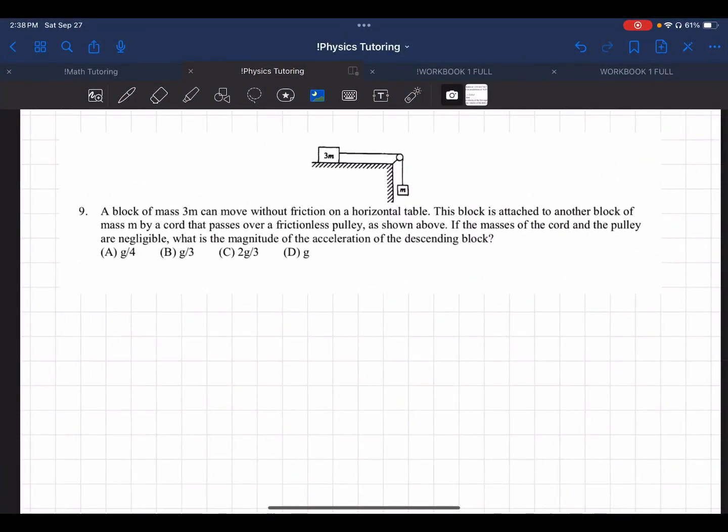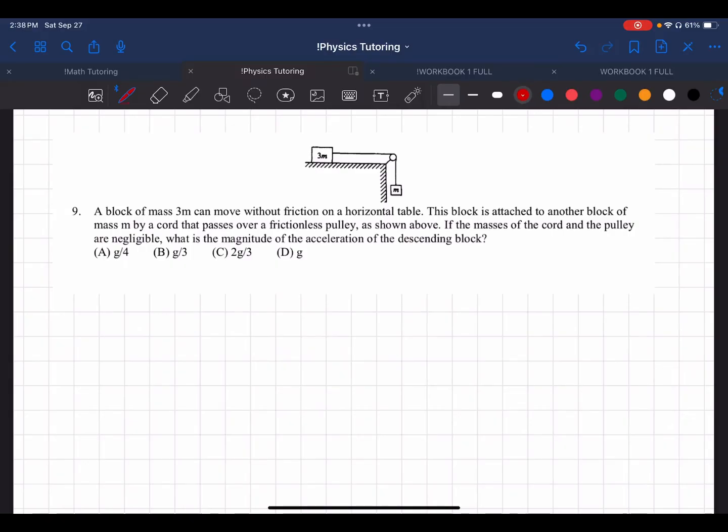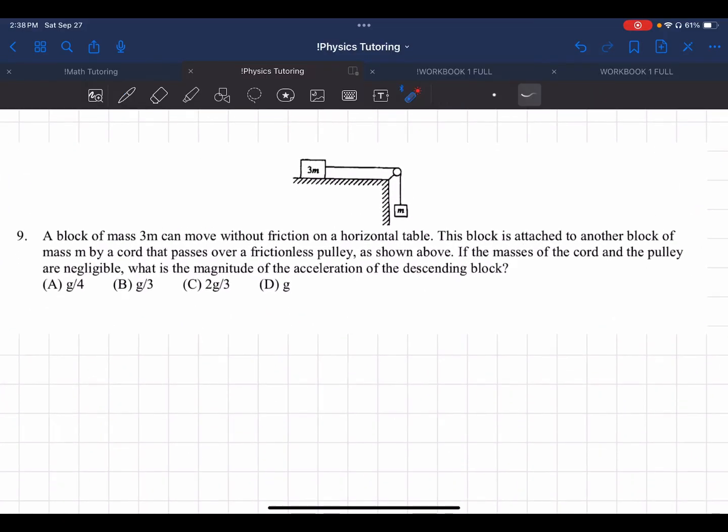Here's another example for you guys. I have two weights attached by a string and a pulley. Assume this pulley has no friction, it's a frictionless pulley, and a frictionless table as well. Since I have no friction, this thing should fall, going this way.